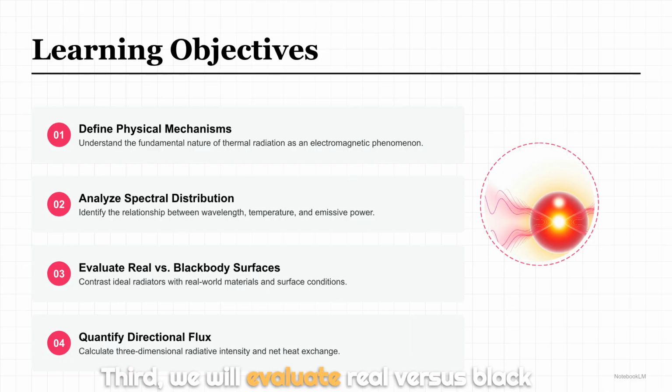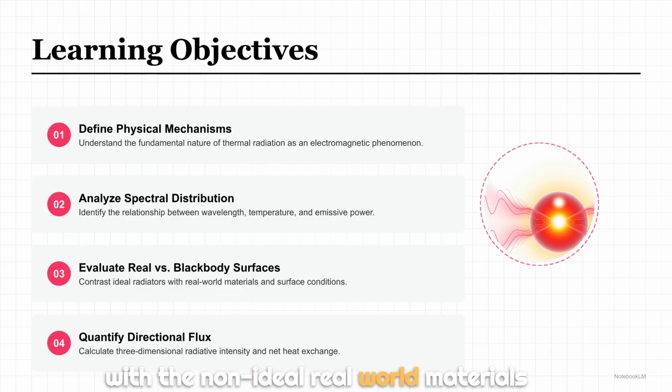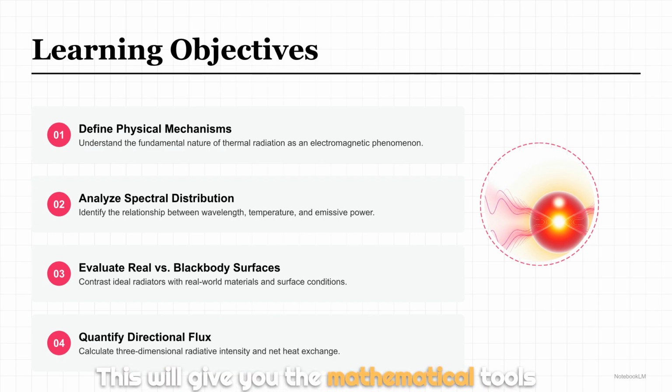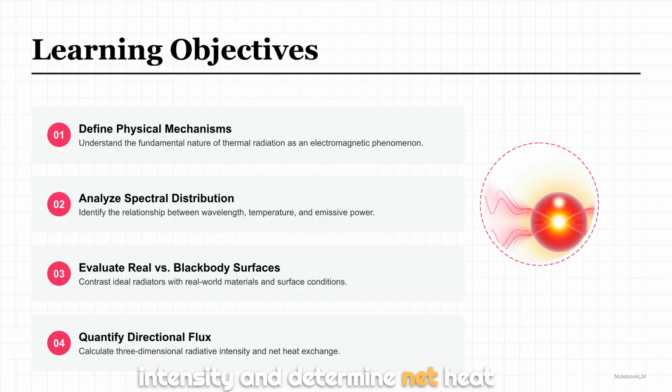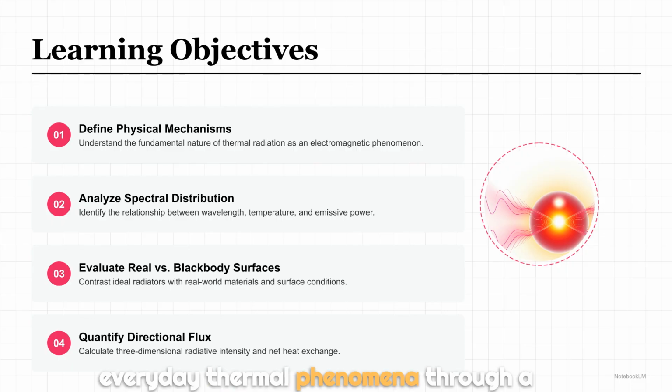Third, we will evaluate real versus blackbody surfaces. This is critical because it teaches us to contrast ideal, perfect radiators with the non-ideal, real-world materials we encounter in engineering practice. Finally, under Objective 4, we will learn how to quantify directional flux. This will give you the mathematical tools to calculate three-dimensional radiative intensity and determine net heat exchange. By the end of this session, you'll view everyday thermal phenomena through a precise, analytical lens.